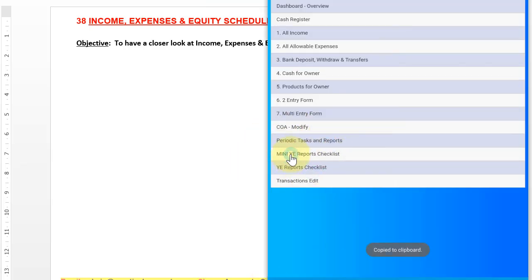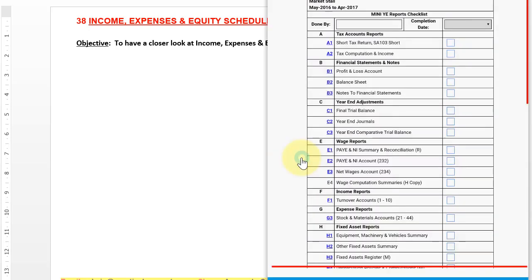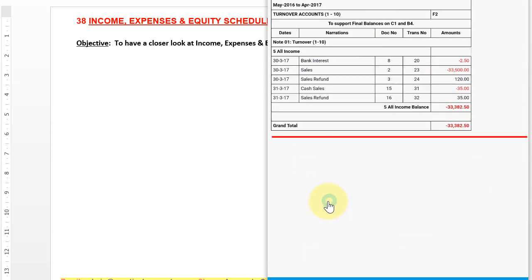So we're going straight to the mini year-end reports checklist, and we go to F1. Now these are turnover accounts. Originally it's supposed to be the F2, but this is the mini report, mini business, so we're having it as F1. So basically these are turnover accounts.